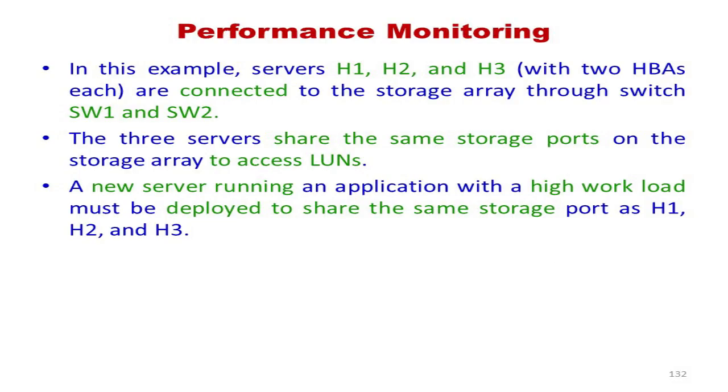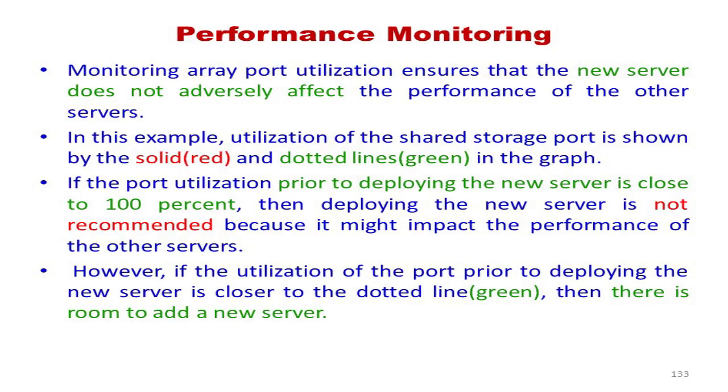Performance monitoring. In this example, servers H1, H2 and H3 with 2 HBAs are connected to storage arrays through switches SW1 and SW2. The 3 servers share the same storage ports on the storage array to access LUNs. A new server running an application with a high workload must be deployed to share the same storage port as H1, H2 and H3. Monitoring array port utilization ensures that the new server does not adversely affect the performance of the other resources.